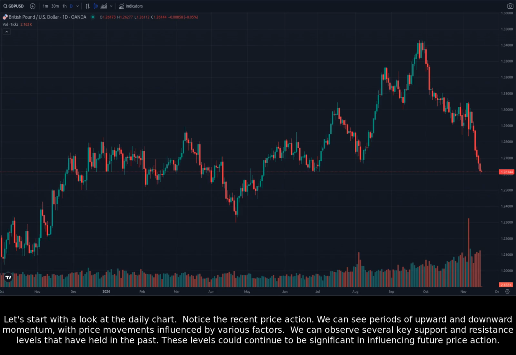Let's start with a look at the daily chart. Notice the recent price action. We can see periods of upward and downward momentum, with price movements influenced by various factors. We can observe several key support and resistance levels that have held in the past. These levels could continue to be significant in influencing future price action.